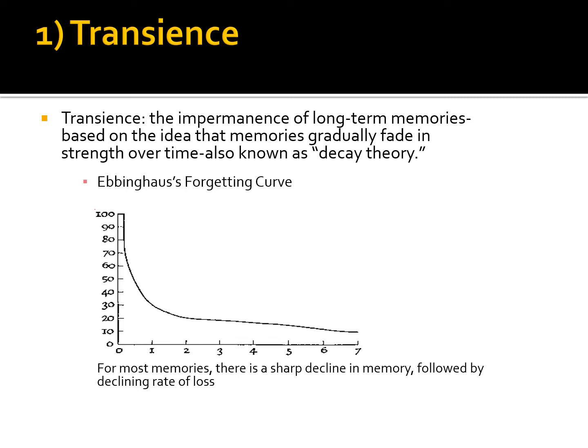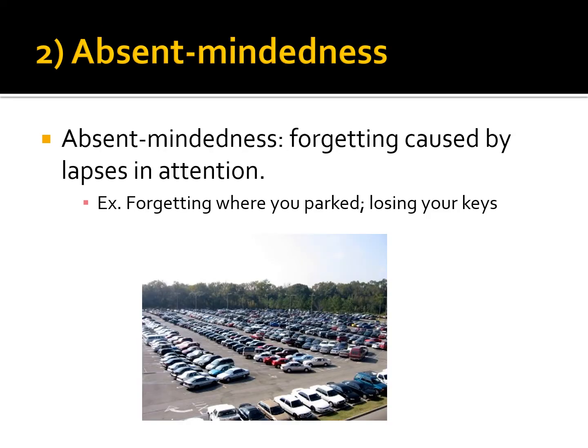So you forget things right away, but then over time, you tend to remember most things, but some things do fall out of your memory and you don't remember them anymore. That's called the decay theory. Once it's in long-term memory, it's usually there, but some things do gradually fall out.